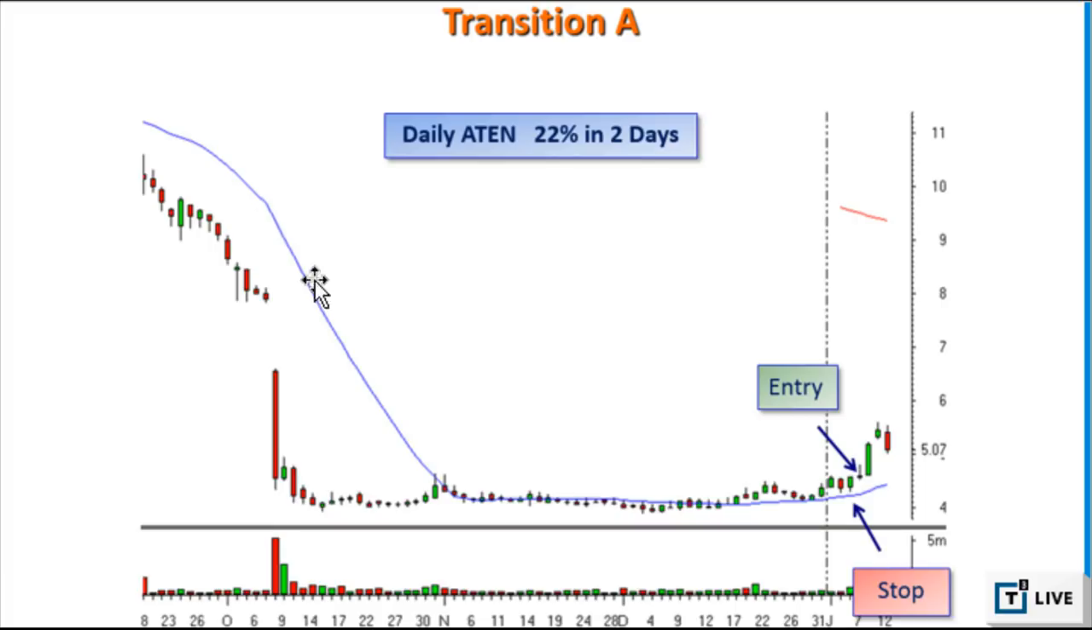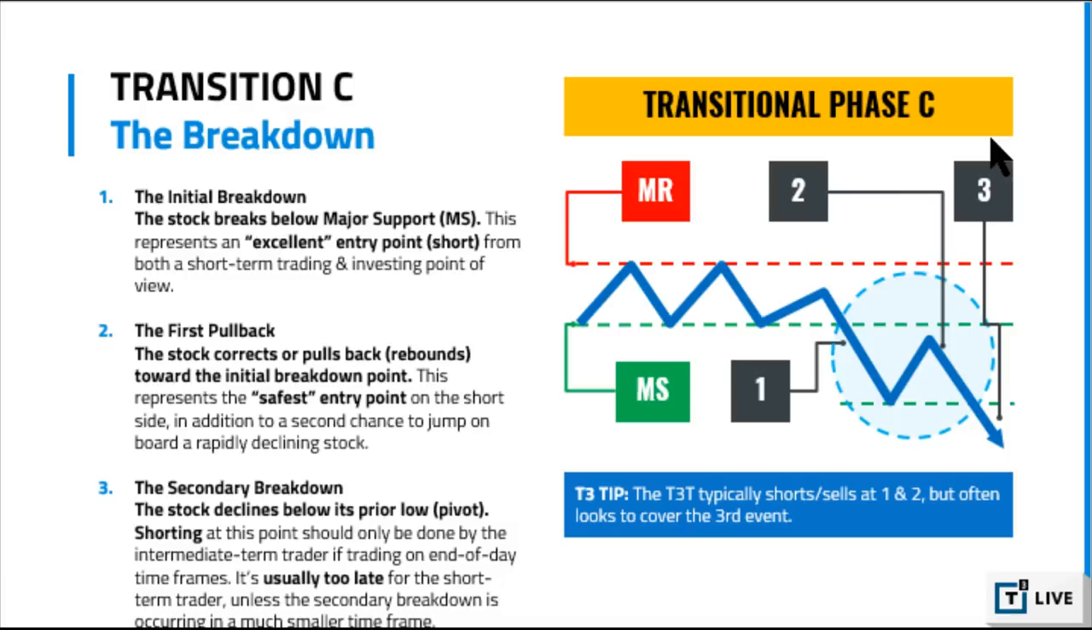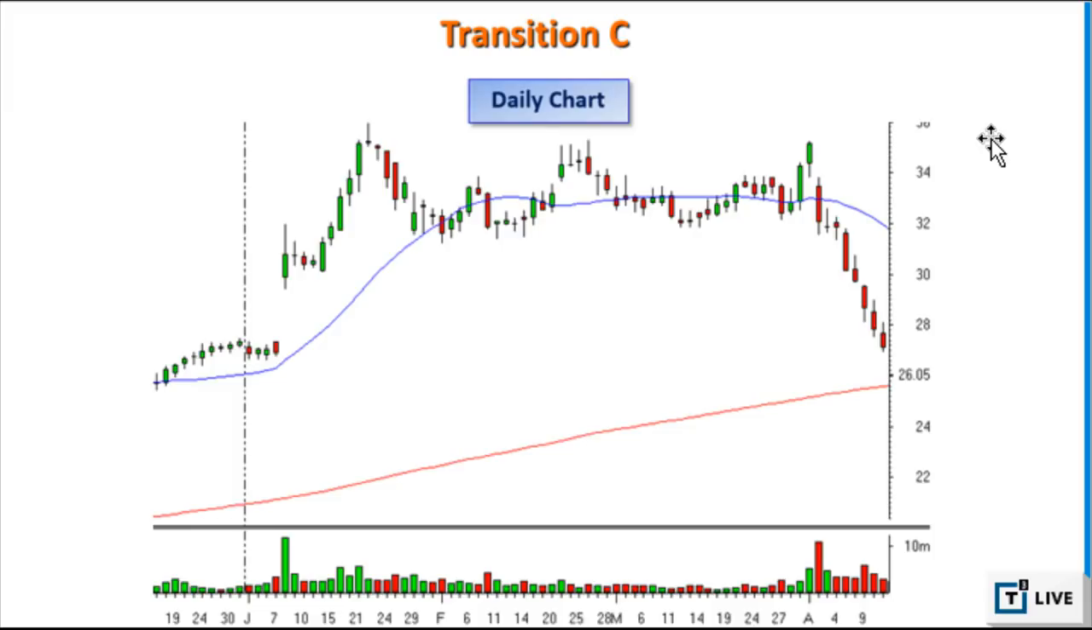Most of the time, again, here's another one. Transition A type breakouts are used for swing and long-term trading, for investing, okay? Not for day trading. Transition C plays are the same. Most of the time, they're used for swing trading. So you have a stock that's in an uptrend, tops out. Now, where did we know that this topped out? Did I know it had topped out here? No, I didn't.